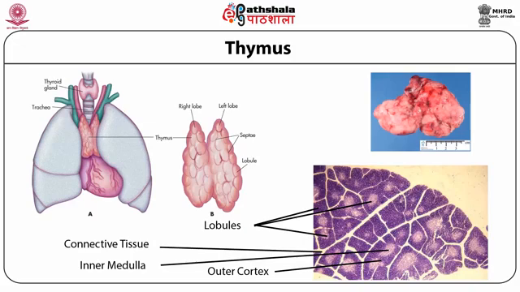Each lobule has an inner medulla containing mature T cells and an outer cortex which is more tightly packed with immature and proliferating T cells. Many epithelial cells present in the lobules play an important role in differentiation. In mammals, atrophy of the thymus begins with puberty and its decline continues with age. Pregnancy and stress both are known to promote thymus atrophy.